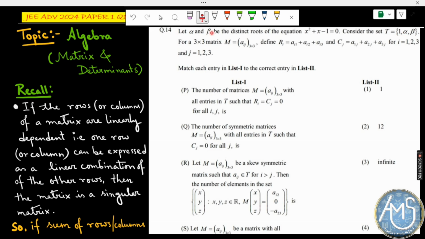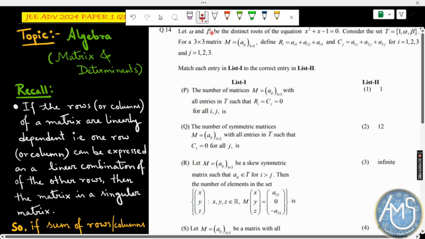For a 3×3 matrix M = [Aij] of order 3×3, define Ri = Ai1 + Ai2 + Ai3, that means the row sum, and Cj = A1j + A2j + A3j, that means the column sum, for all i's and for all j's, 1, 2, 3. Then we have List 1 and List 2.